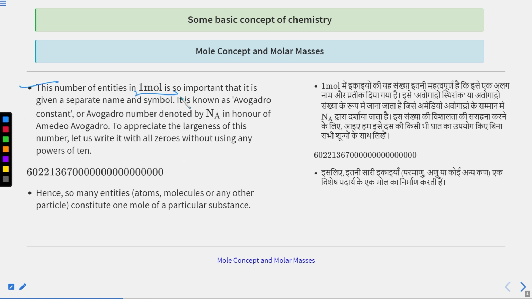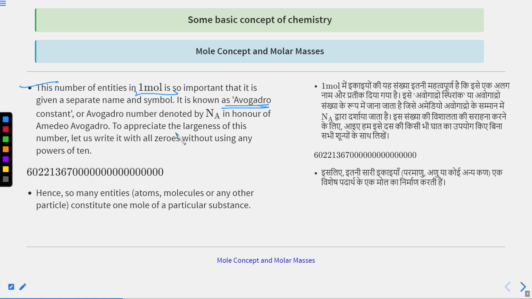This number of entities in 1 mole is so important that it is given a separate name and symbol, which is named as Avogadro constant or Avogadro number, denoted by Na in honor of Amedeo Avogadro.